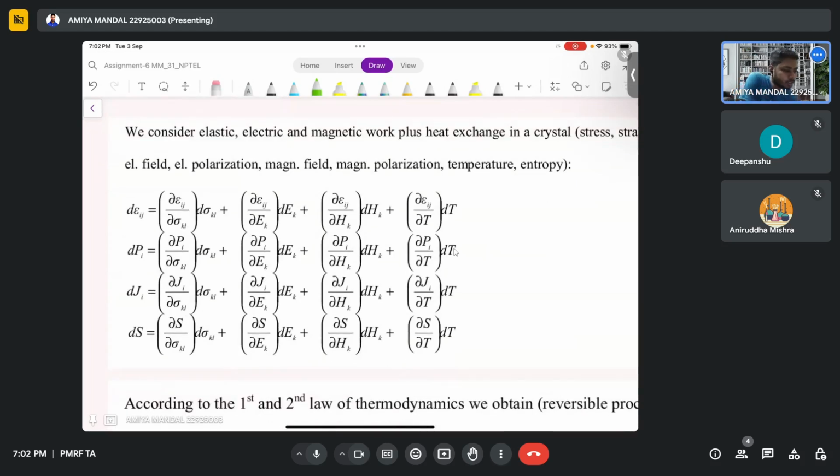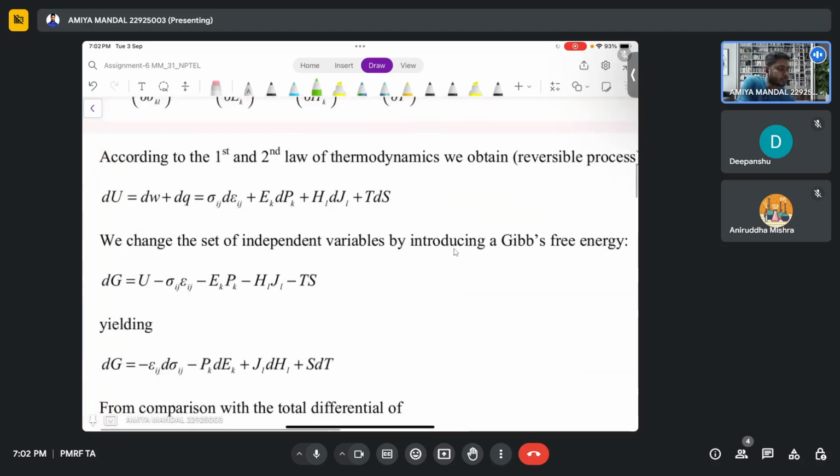So epsilon_ij, and the polarization, depend on sigma, on E, on heat, and on temperature. So epsilon_ij is a function of sigma_kj, E_k, H_k, and T. On this basis, similarly, these have also been expressed.